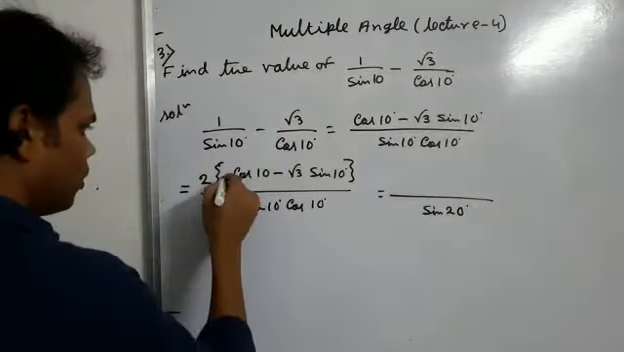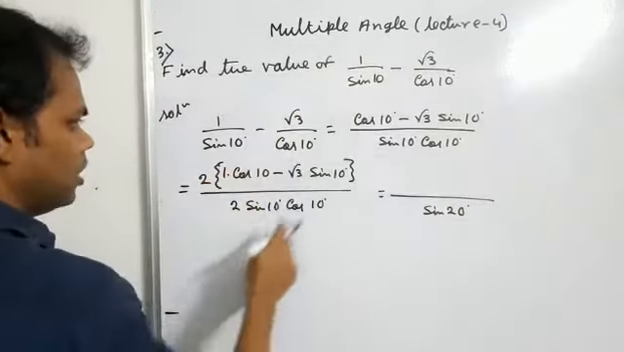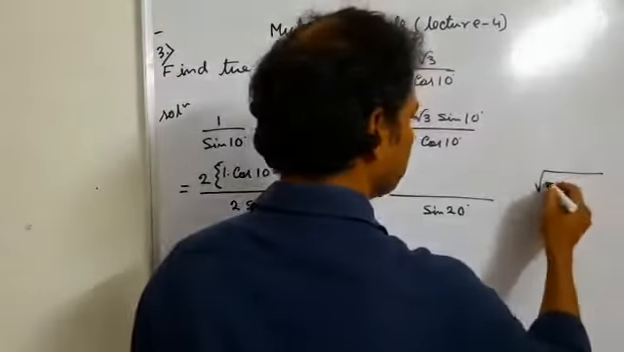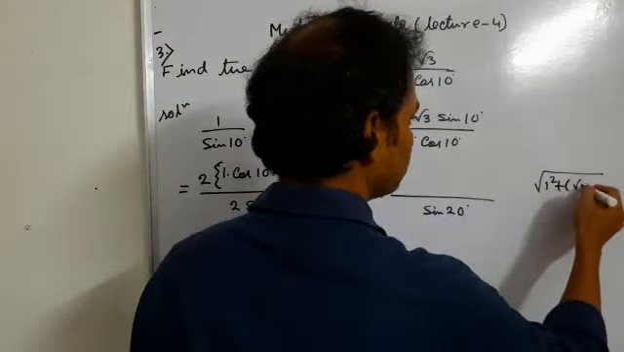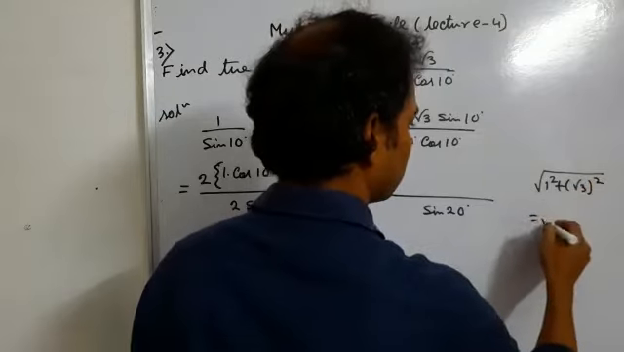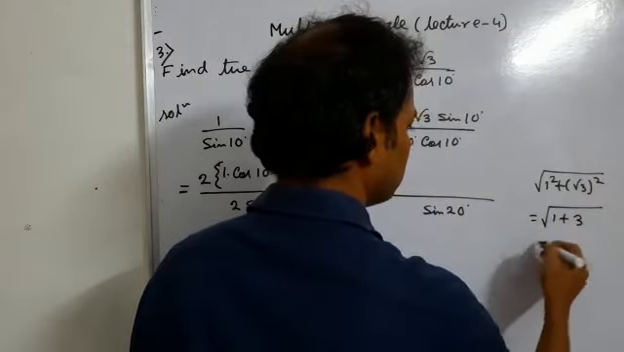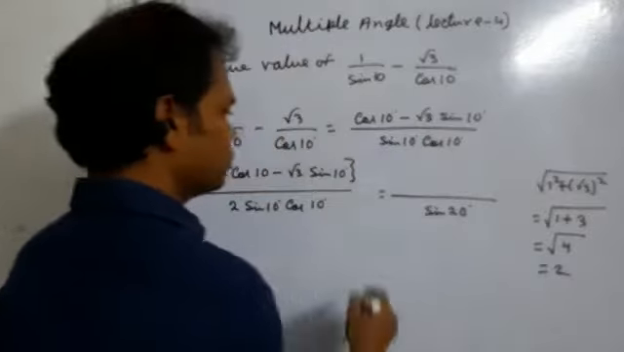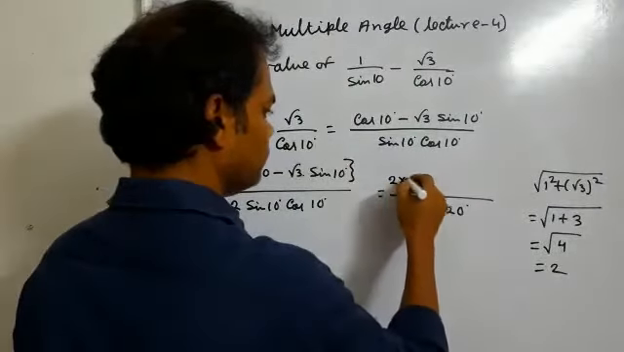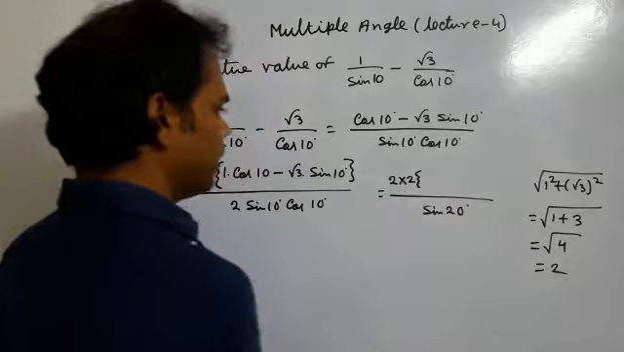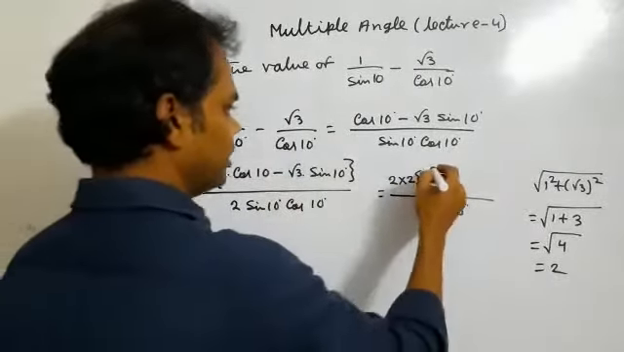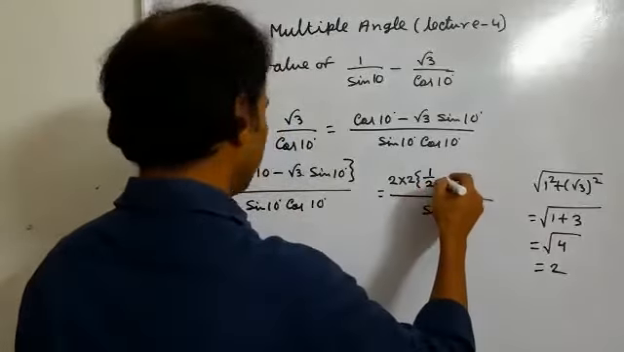Now the coefficient of cos 10 is 1 and the coefficient of sin 10 is root 3. So the square root of 1 square plus root 3 square equals 1 plus 3 equals 4, root over 4 equals 2. So another 2 is multiplied outside the bracket and inside the bracket it is divided by 2 for adjustment.